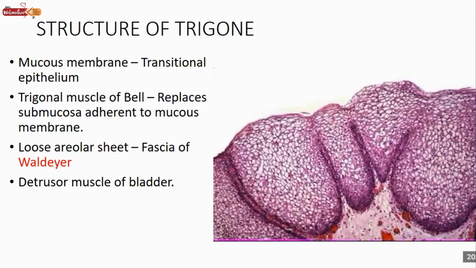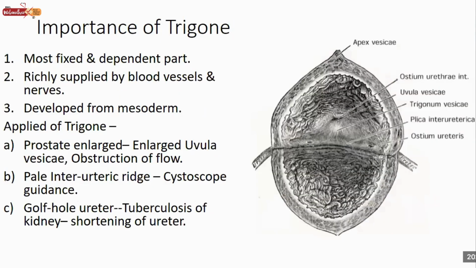The structure of the mucous membrane will be transitional epithelium. You will see in detail during the histology, but there is a trigonal muscle of Bell, and that will replace the submucosa, because there is no submucosa here. Loose areolar sheath is the fascia of Voltaire, and the muscle is the detrusor. What is the importance of this trigone?